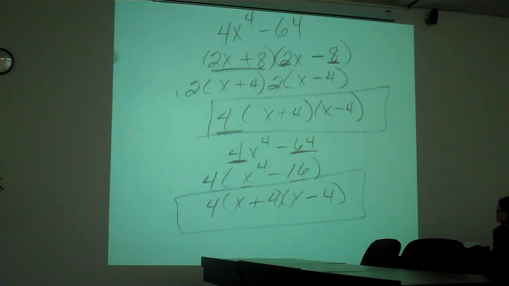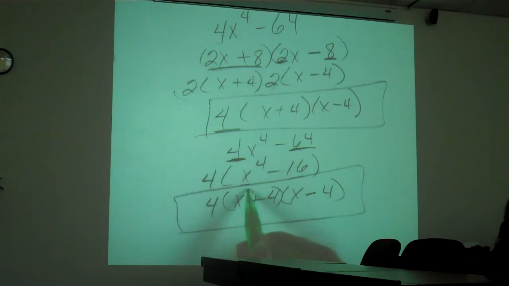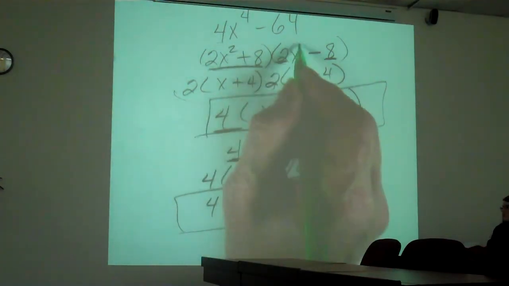Yes, ma'am? If you factor those out, wouldn't that be like at the bottom here, where you have 4 plus x, 4 minus x? That's only going to be 4x cubed, or squared, right? Those x's have to be to the fourth power. You know what? It's not totally factored, is it? Because this should have been squared also.